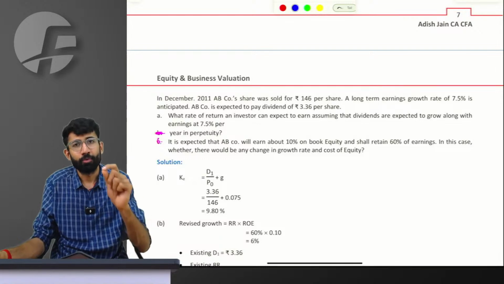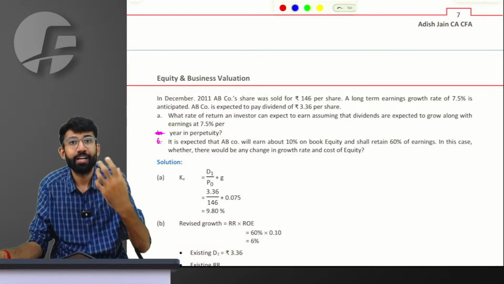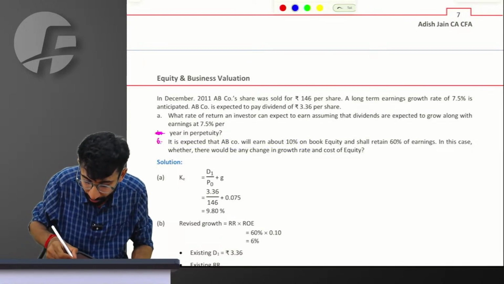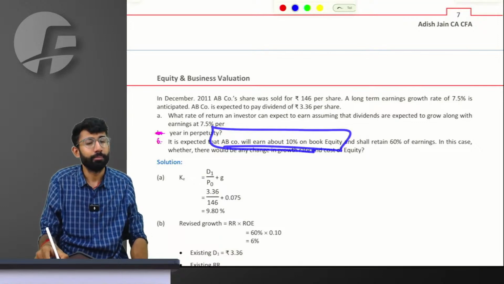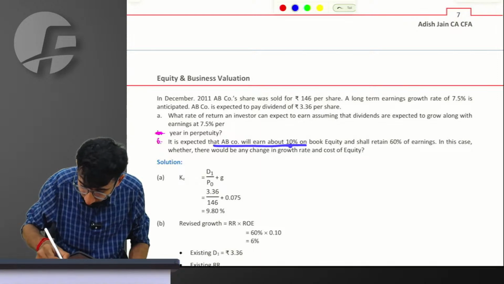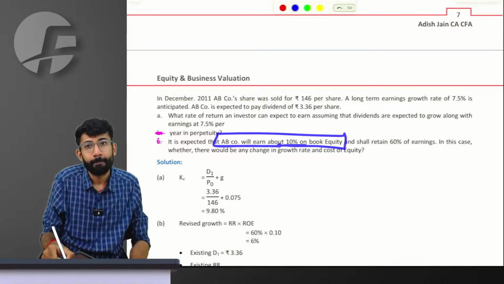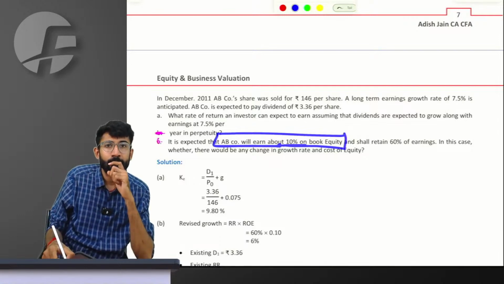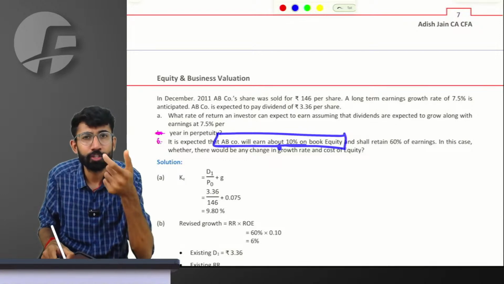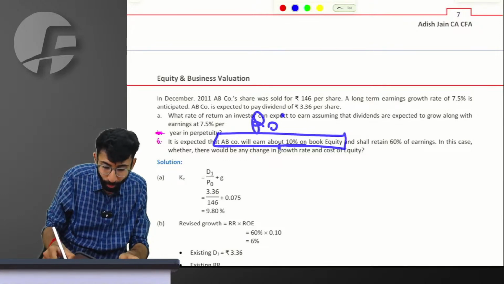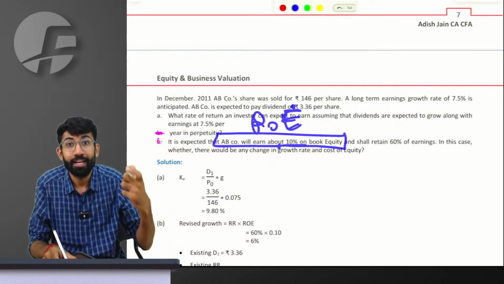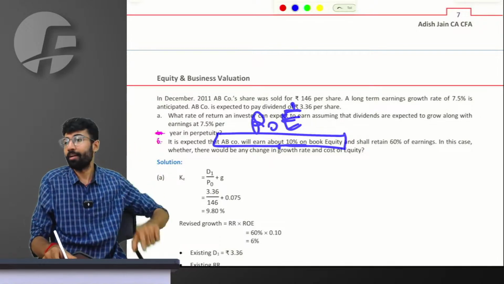Cool. Next part is what I have brought you, why we are doing this question in the class. It is expected that AB company will earn about 10% on book equity. Can anyone help me understand this line? Because if you understand, it is my salute to you. What do you think? What is 10%? What is your return on book equity called? Think. What is that formula of return in which book equity is the base? Return on equity. Didn't I tell you multiple times that ROE is a ratio based on books, on the balance sheet, where equity book value is considered as the base.